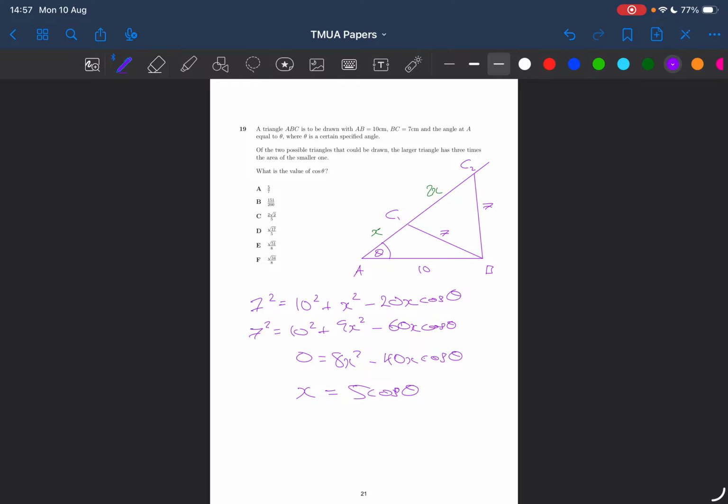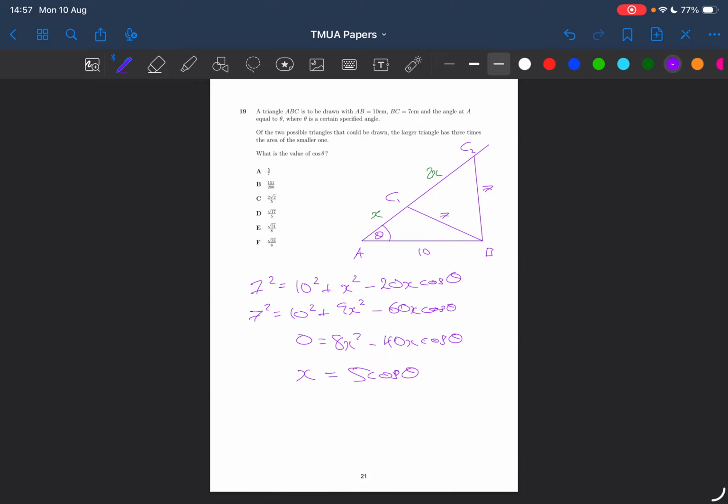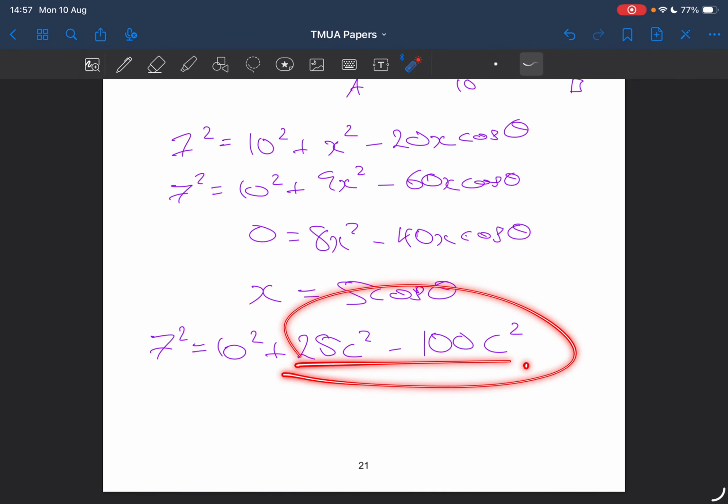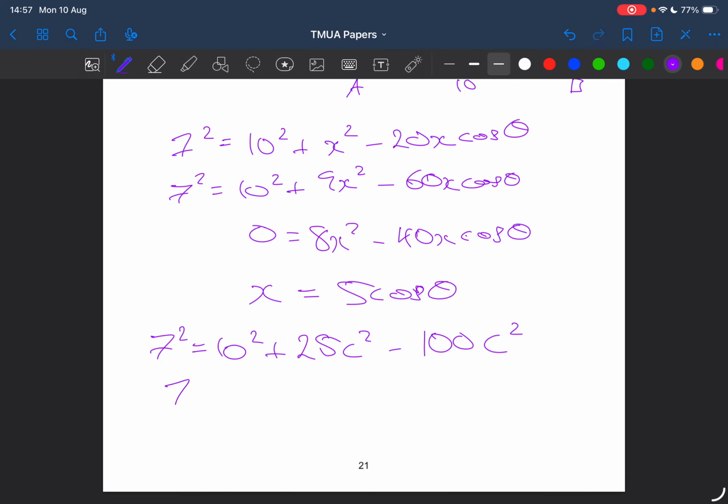And from here then, we'll take this and sub it back in to either one of these, but we'll do it the easiest one. So doing that, what we're going to get is that 7 squared is equal to 10 squared, plus the x squared, i.e. 25 cos squared. Take away 20 times this x. 20 times 5 is 100. Cos times cos is cos squared. Collect some bits then. This will make a minus 75. So I'll add that over to be positive 75 cos squared. And 100 take 49 is 51.